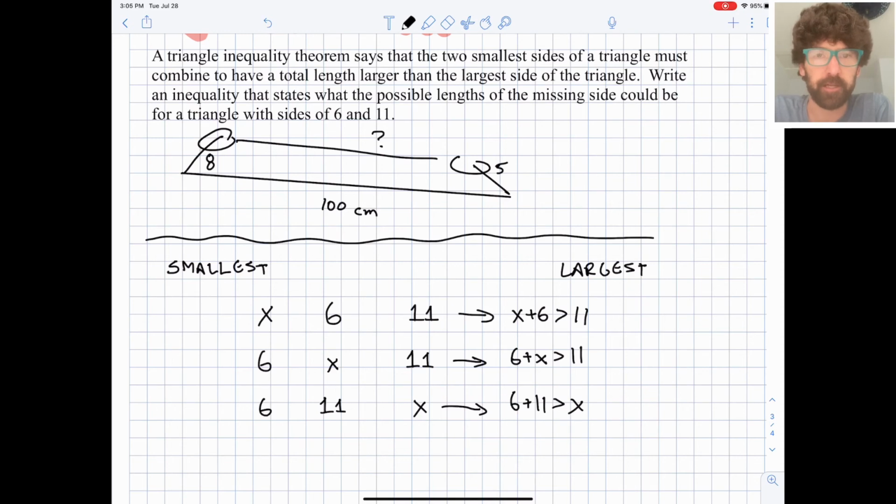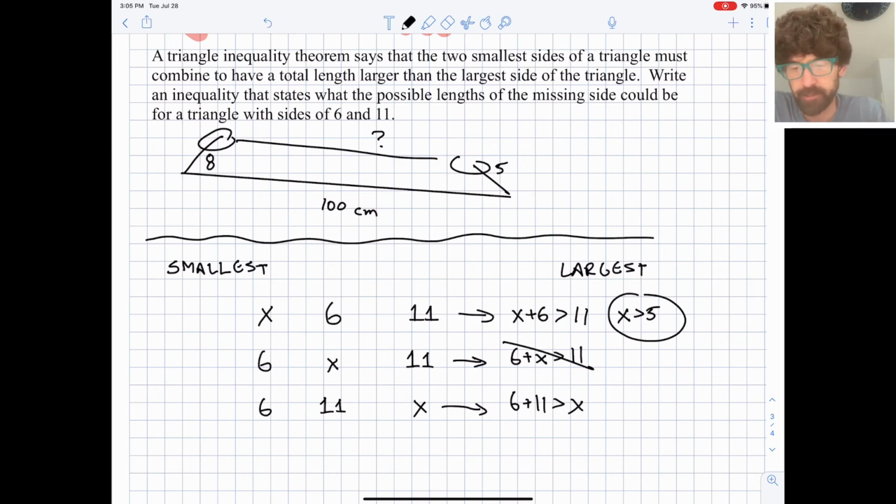Okay, so we just applied the triangle inequality theorem to each of our 3 possibilities. I think you can see that the first 2 inequalities are identical, so we don't need to write them both. And we can subtract 6 from both sides in the first one and get that x has to be larger than 5. So that's a portion of our solution right there. And we can simplify the final one and say that 17 has to be larger than x, which really means x has to be less than 17.